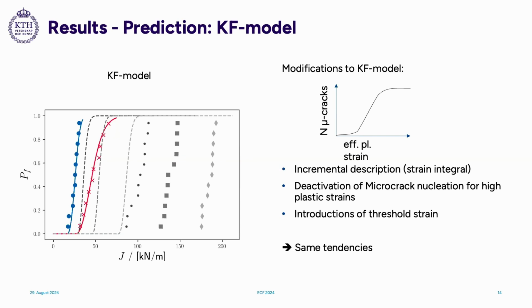I replaced the linear function first by a strain integral, so we have an incremental description to take into account the history. Then I tried to deactivate the microcrack nucleation for high plastic strains, because here we are not getting any more microcracks. And also the introduction of a threshold strain. I will say now, the master thesis was presented last week on Friday, and this I've all done since then. Maybe I'll come up with something new next week, I don't know. But qualitatively, all the plots will look the same.